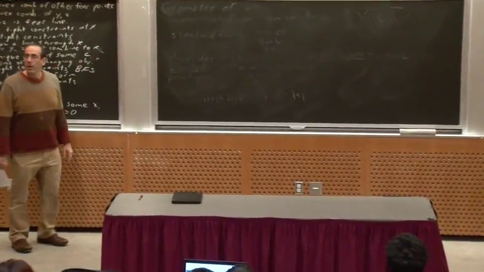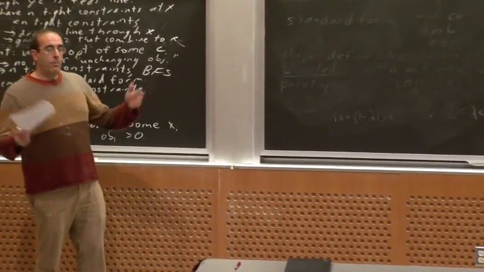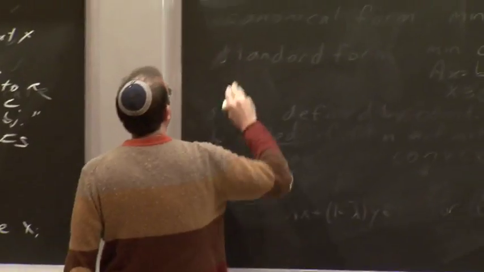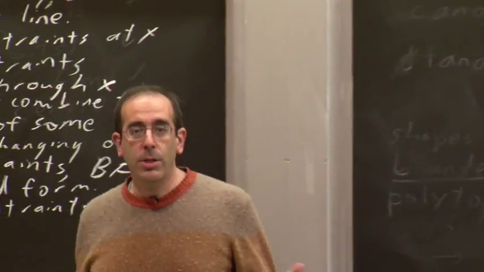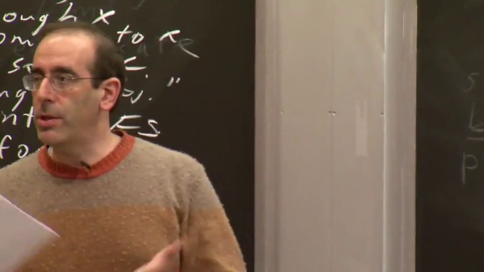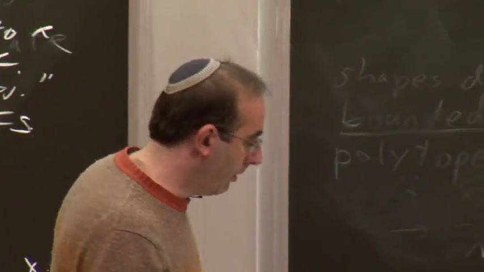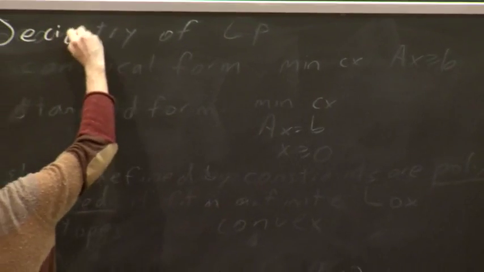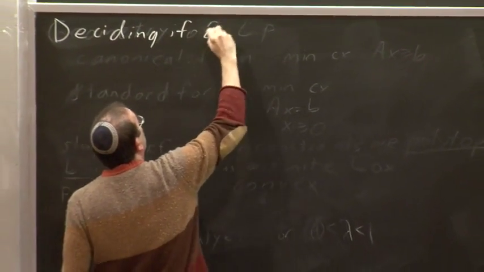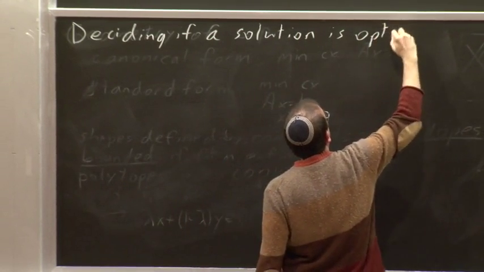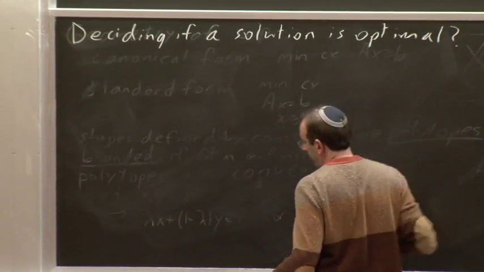Okay? All right, so what's our next step? Now that we've proven that you can write down the answer and that you can find it in finite time, the next step is showing that an answer is optimal, or that there's no good answer. Okay? So how do we decide if a solution is optimal?